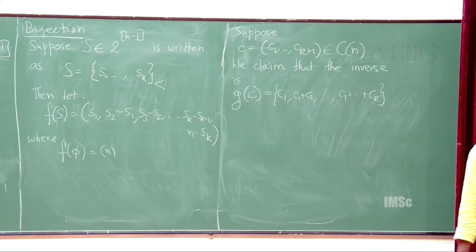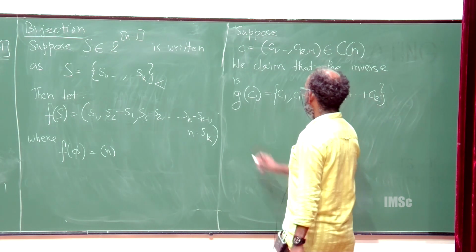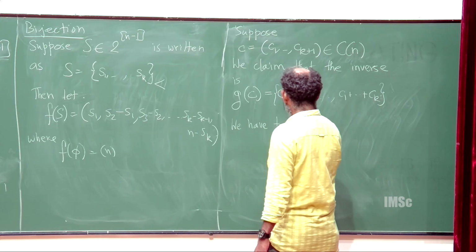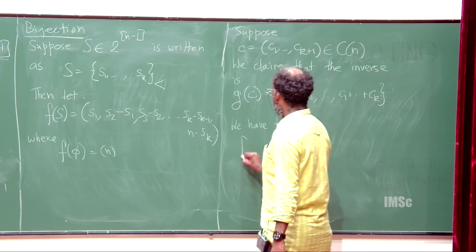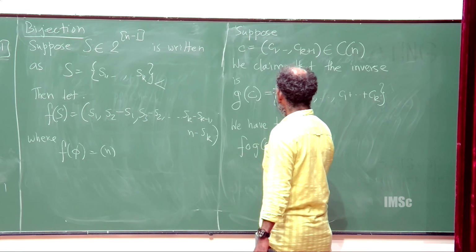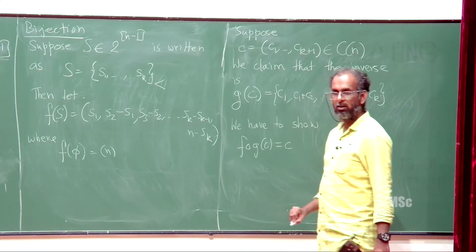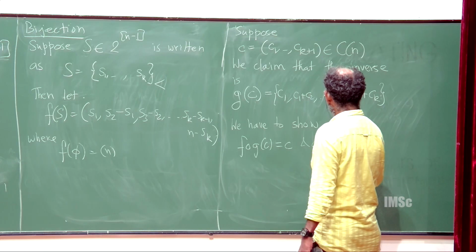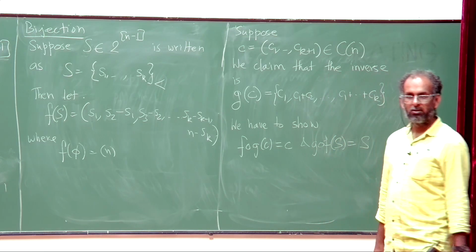Okay. So now to complete the proof, what do we have to show? Right, exactly. F composed with G of C equals C, and G composed with F of S equals S, right?